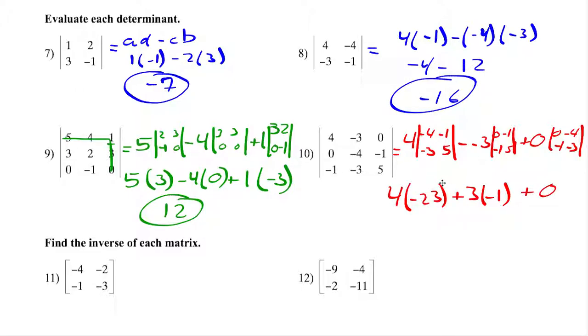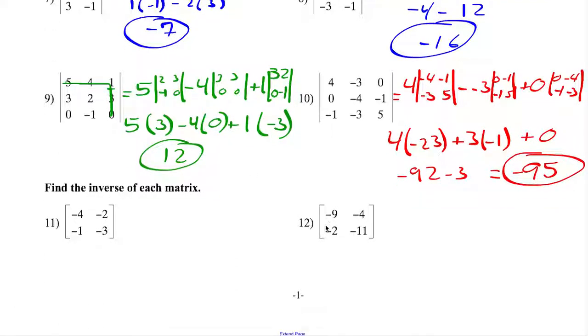So 4 times negative 23 is going to be negative 92, I believe. Right? Yeah. Minus 3, so that is negative 95. And so that is our answer there. So something to watch out for with all this: make sure that you are doing everything, you know this procedure and you can do it all well.